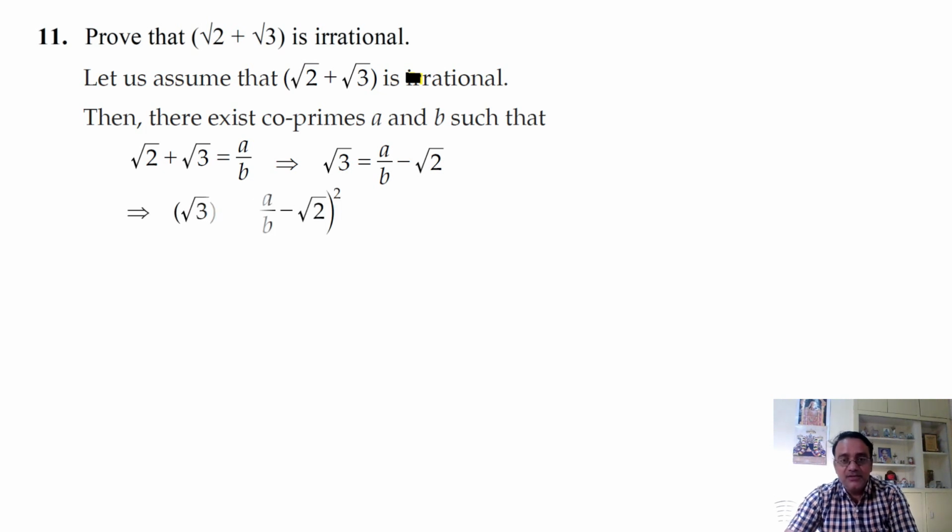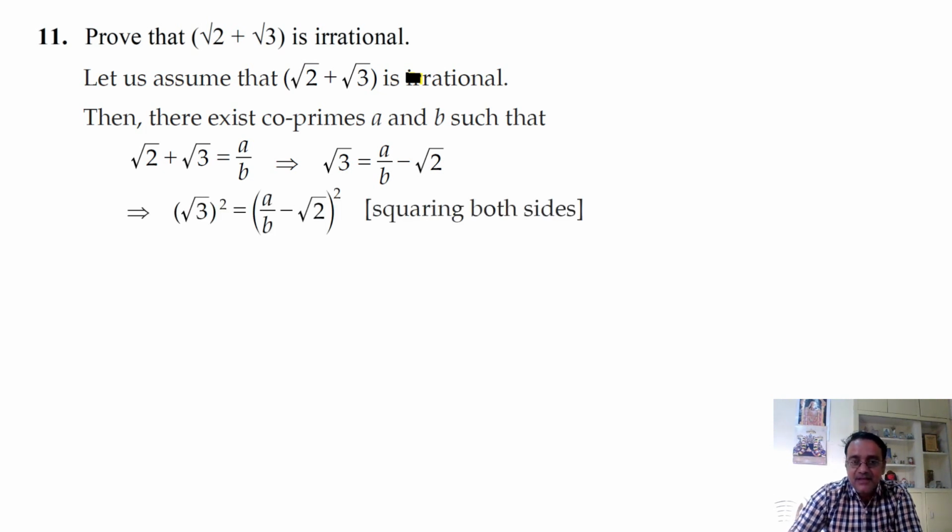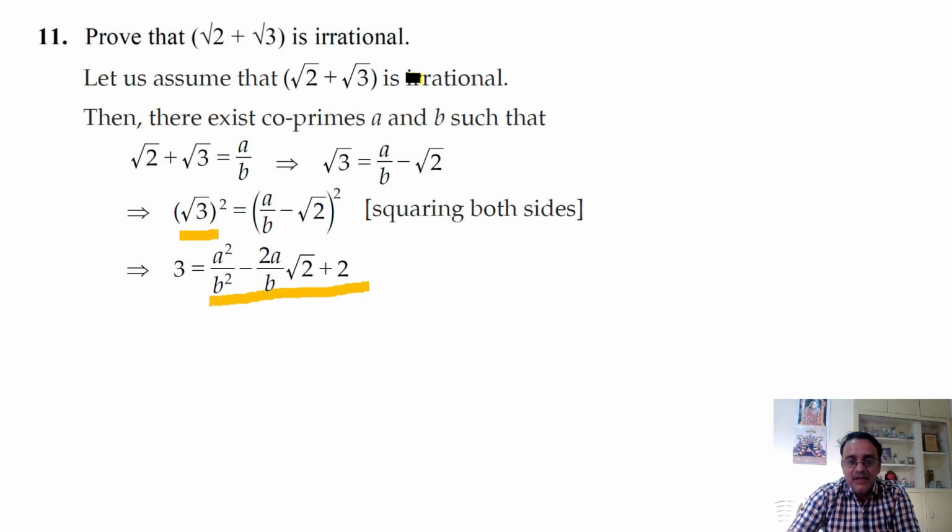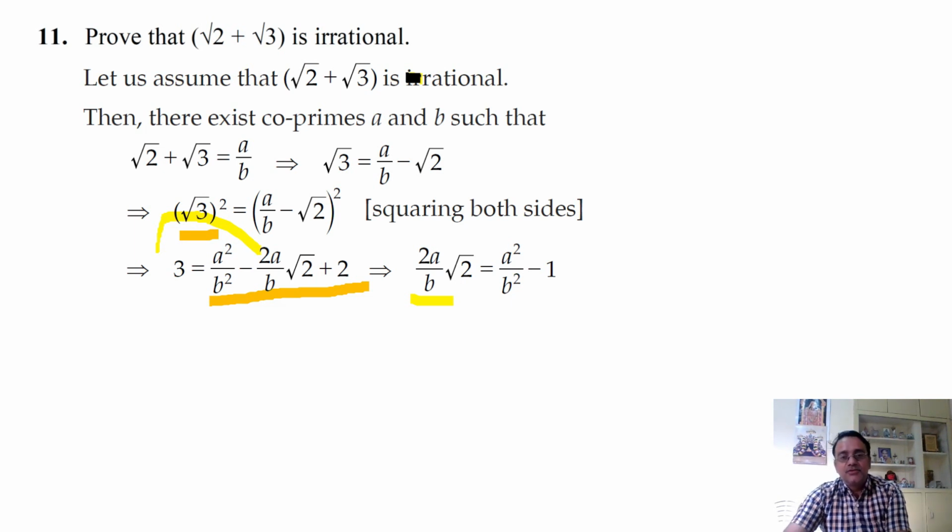Now squaring both sides we'll get this one. Okay. Now root 3 whole square will be 3, and here we'll use the (a minus b) whole square formula, so we'll get this one. After that we will shift this minus term to the left hand side, and it will become plus. After that we'll get this one, and we'll shift 3 to that side. So minus 3 means it will be 2 minus 3, we will get minus 1.